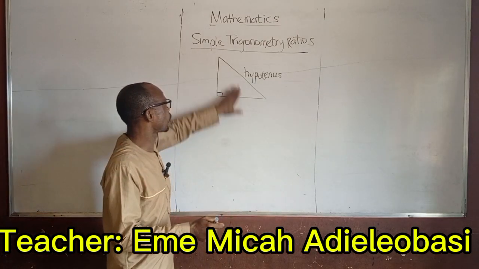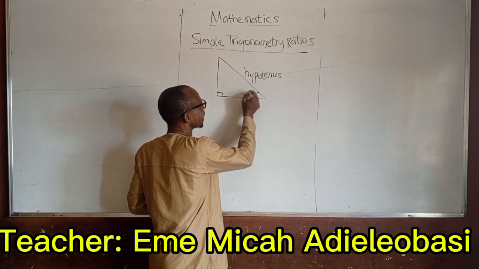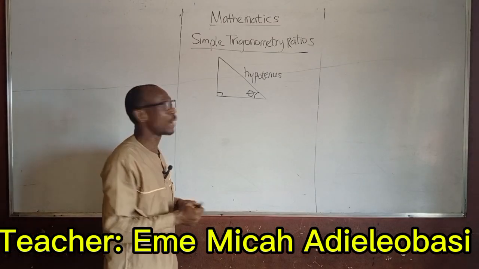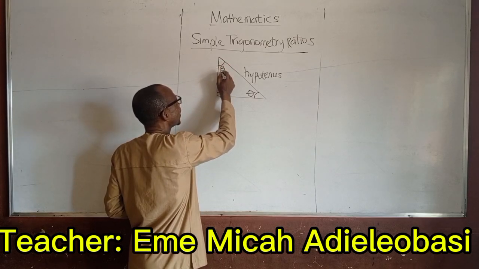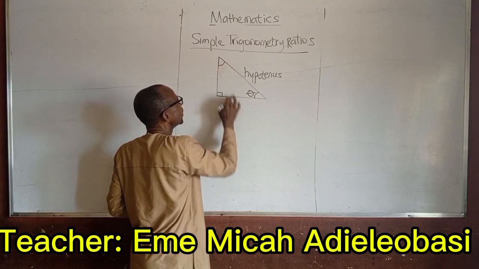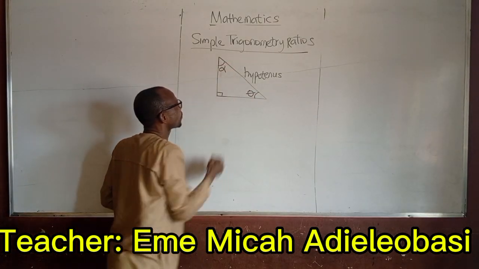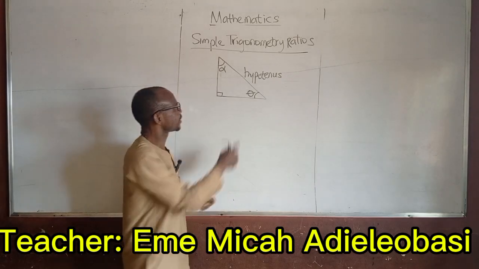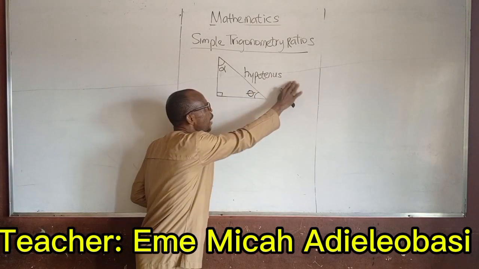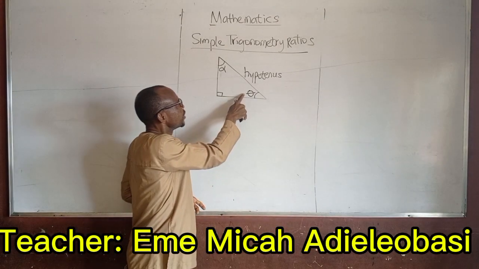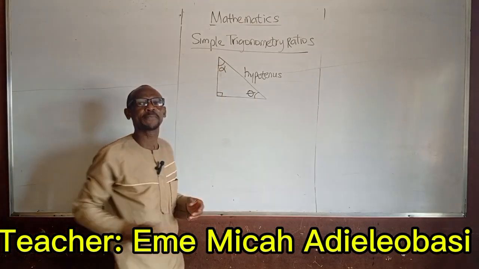Now make we look this triangle for example now. Make I put angle here. Say this angle na theta. Then this one here na alpha. Now we get 90 degree. The side wey face 90 degree na hypotenuse. Then we get theta here and we get alpha here.